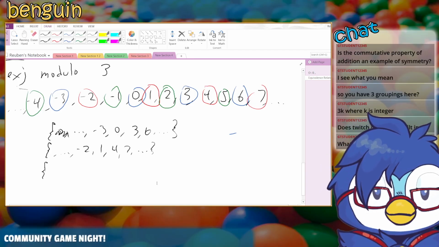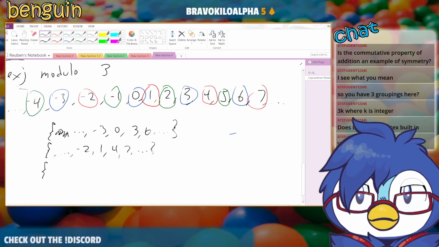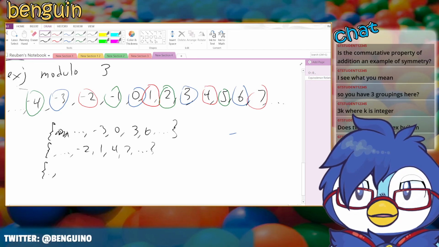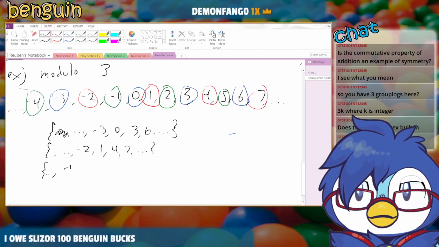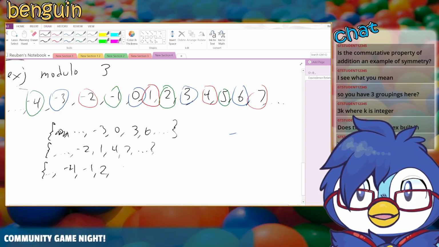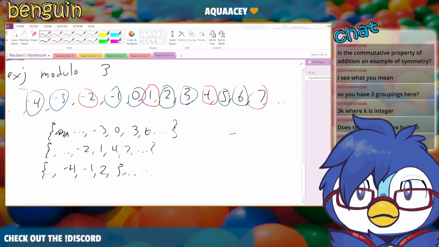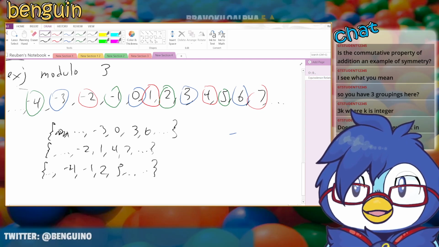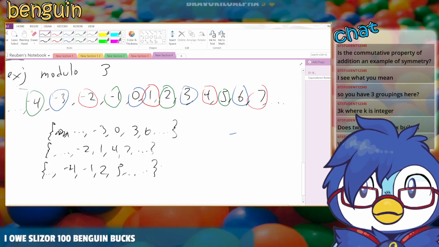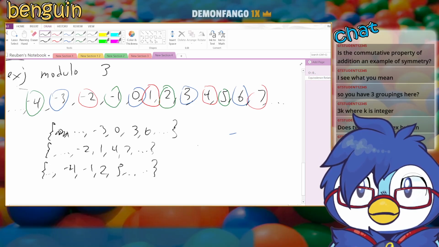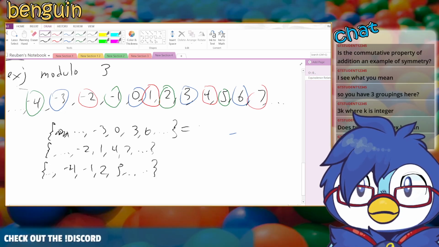Okay. Where were we? And then lastly, we have everything in green here. So we have a -4. We got -1. We got 2, 5, and so on, right? So I have these 3 different groups, right? Basically, I've taken every single integer and put them into one of 3 groups. What I can do is name these 3 groups.